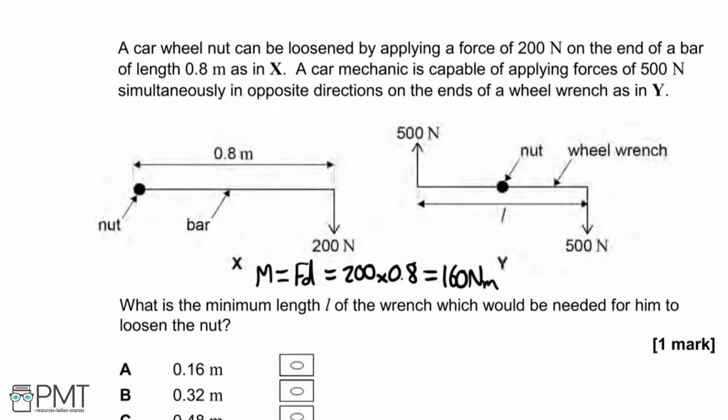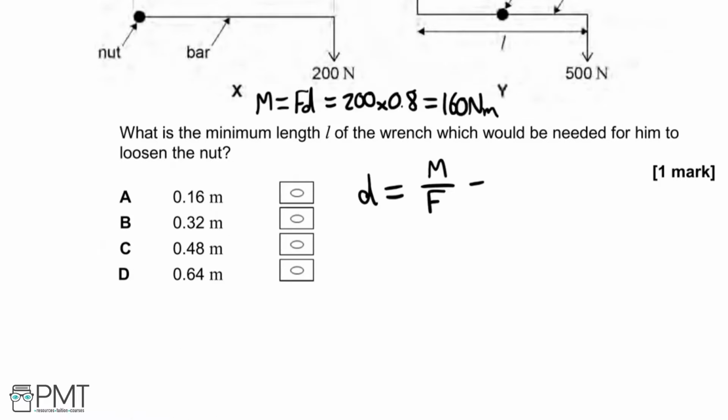Now, because there's two of those forces in scenario Y, we can actually split the moment required between the two of them. So each force would only need to provide 80 newton meters of moment. So what we ought to do is work out how far away from the pivot those forces need to be applied in order to be 500 newtons. So each of those forces needs to be 0.16 meters away from the pivot.